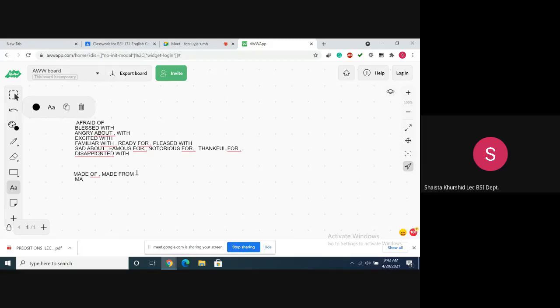So we would say the chair is made of wood. Okay, and if we say made from, so ice cream is made from milk, because we cannot see the raw material, then it's a mixture. In the chair we can see the raw material, that is the wood. So we would say the chair is made of wood and ice cream is made from milk.